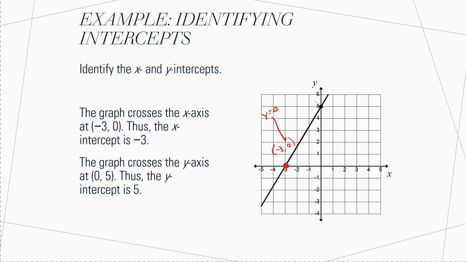The y-intercept here, well, where does it cross the y-axis? This is the point 0, 5. Notice at the y-intercept, x is equal to 0. So this is how you're able to quickly look at a graph and say, these are the x and y intercepts. Where does the graph cross the x-axis? The y value is 0. Where does the graph cross the y-axis? x is equal to 0.